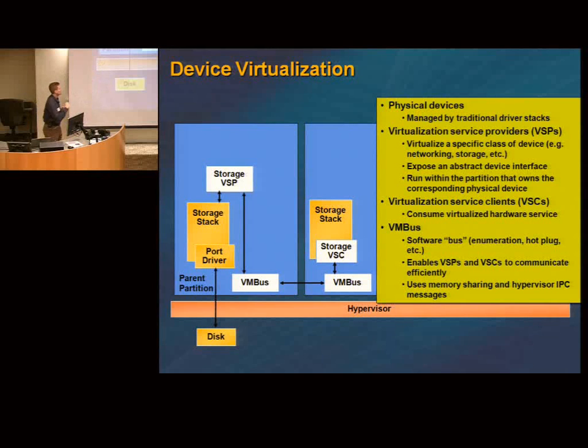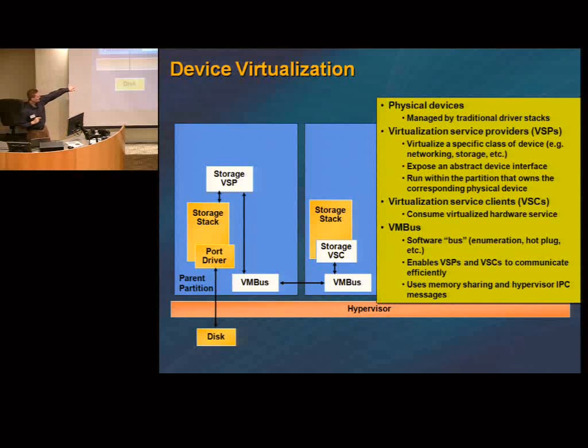And so when a storage command comes down, like read 20 sectors off the disk starting at this location, it comes down the storage stack, gets sent across to the storage VSP, which then sends it down the stack to the actual hardware on the parent partition side. So this acts as a multiplexer. You have to remember that there are n of these child partitions, so it's getting messages from multiple partitions.